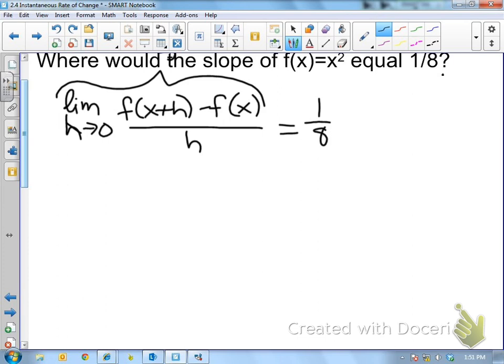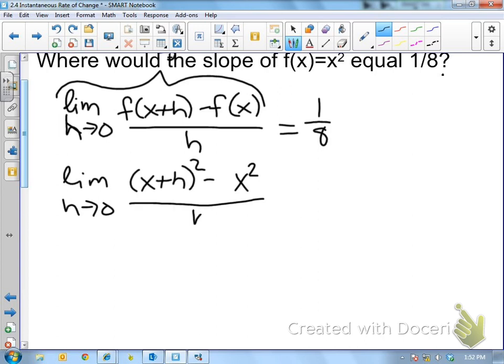How do I get rid of f? You plug it in. Since our function is x squared, we square it. I could have used a different function, but x squared is kind of nice to work with in this form, so I kept it to an easier one. So we have x plus h squared minus x squared. If I plug x into x squared, I still have x squared over h. So now, a bunch of you have skipped to this step. What do we do next?